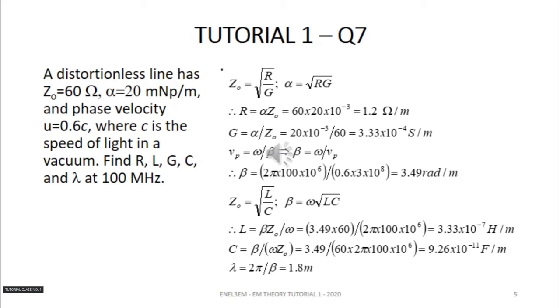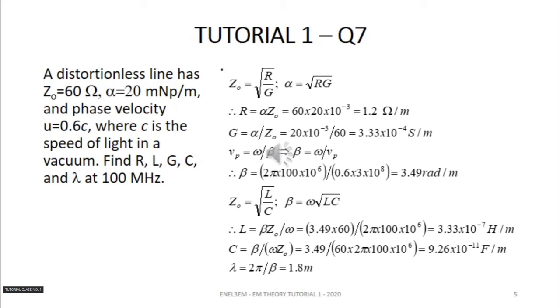Now, I just want to say something about lambda. Lambda in a guided medium is different from lambda in free space. In a guided medium, lambda is determined by the phase velocity, and therefore lambda is a function of beta, because remember, phase velocity is omega over beta. Okay, so let's go ahead and calculate.